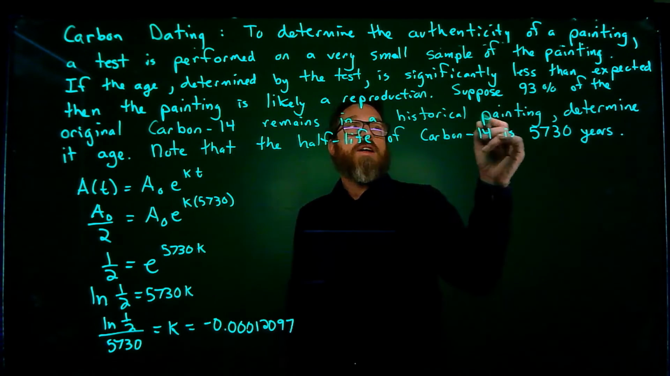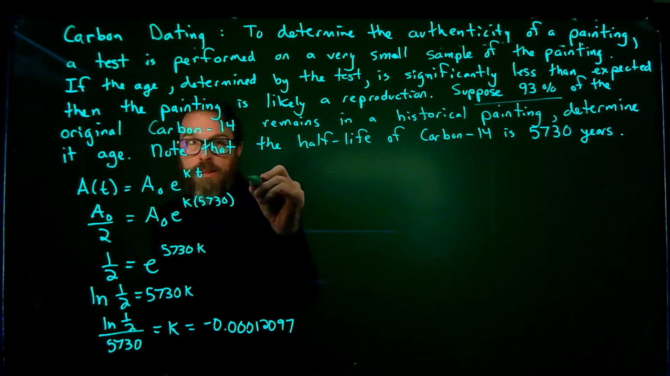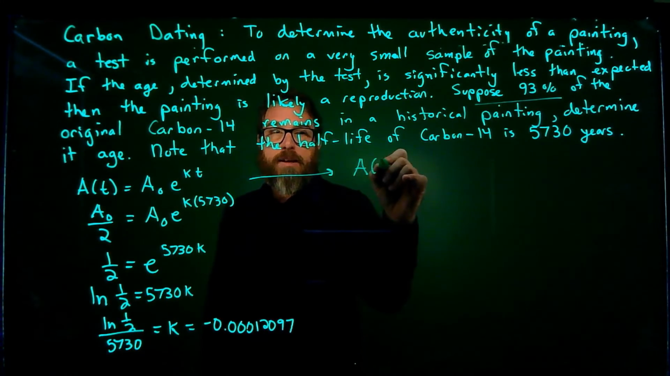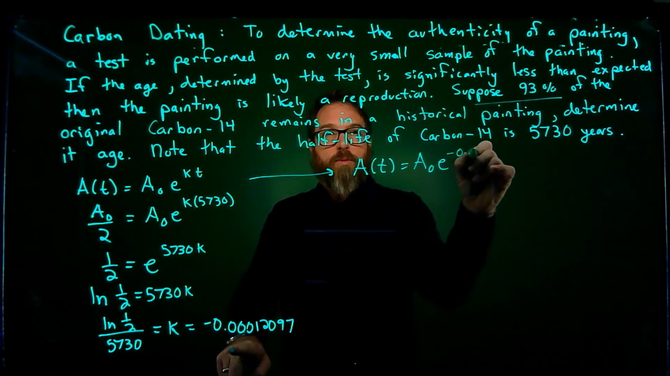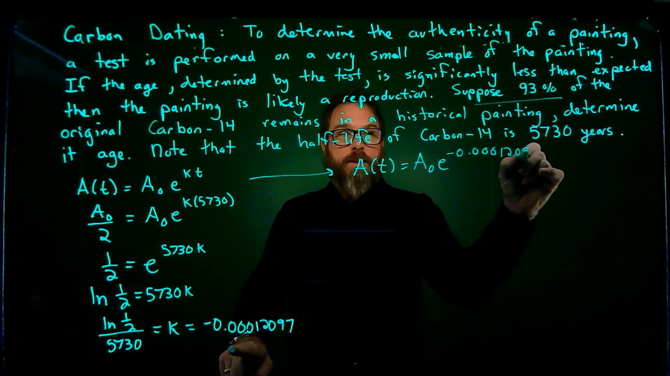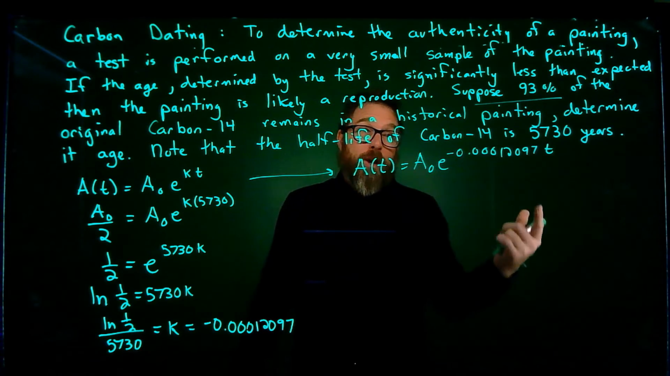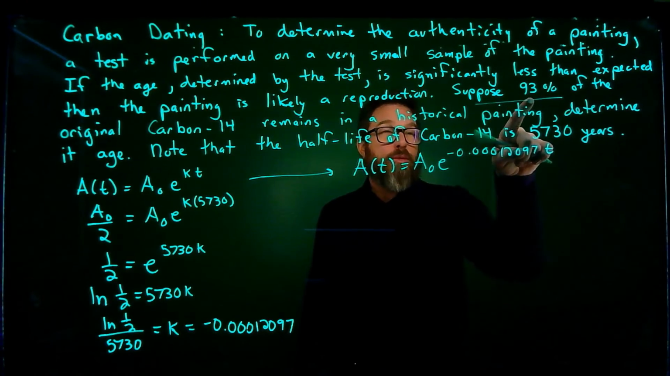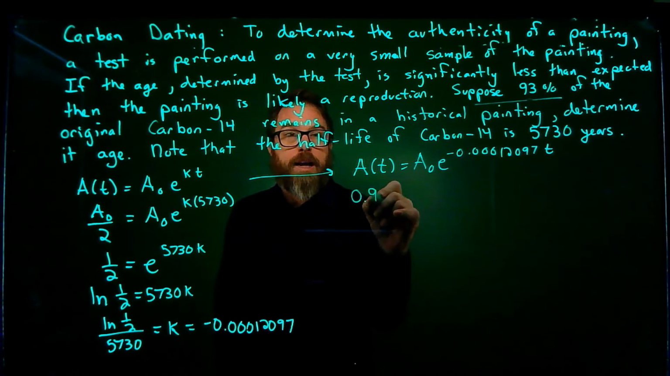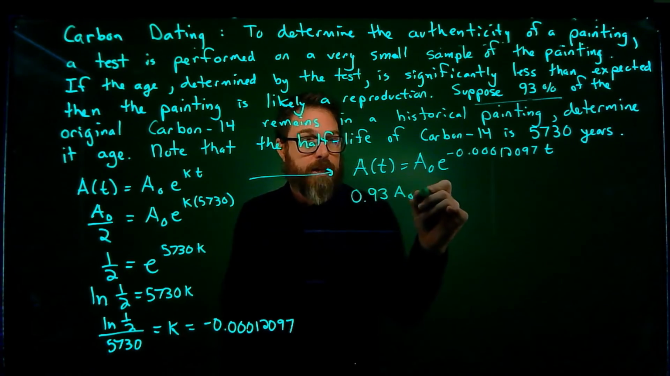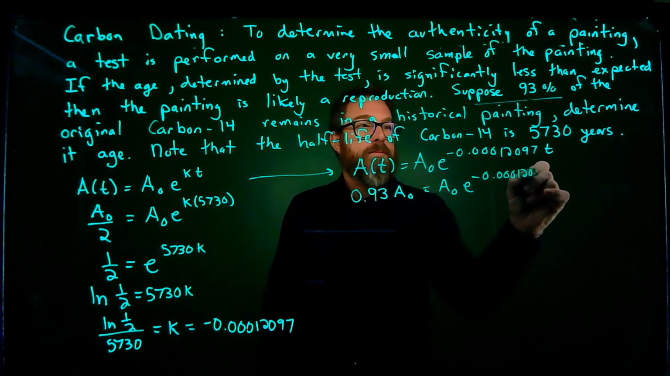Now I can use the information. What I know is, suppose that there's 93% of it left. So what I'm going to do is this new equation, our A of t, is going to be equal to A naught e to this k value, so minus 0.0001207 times t. What we don't know is t, but I do know that 93% of the initial amount is going to remain, so 0.93 times A naught is going to be equal to A naught e to that constant times t.